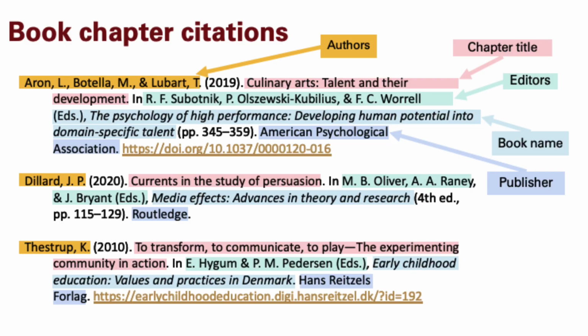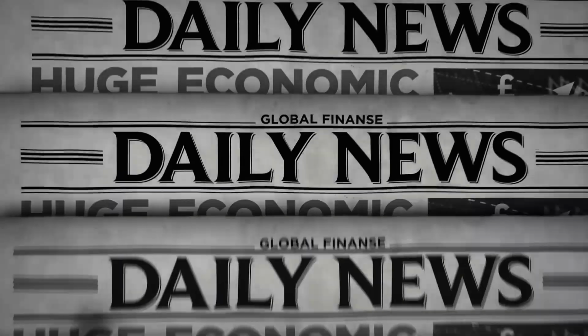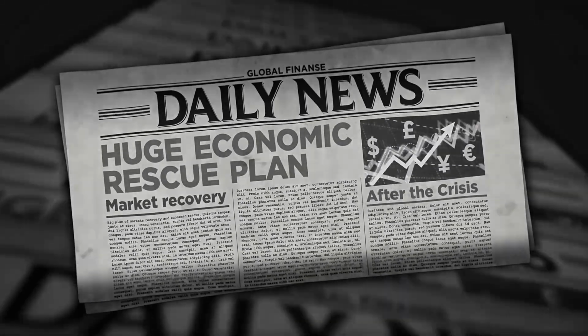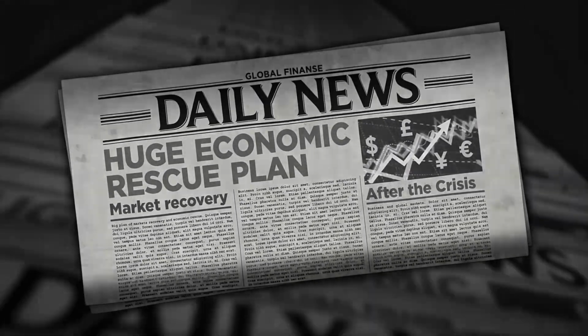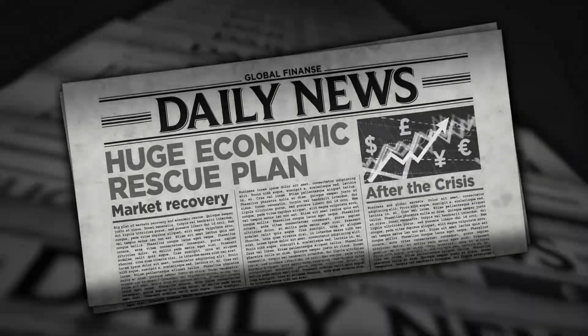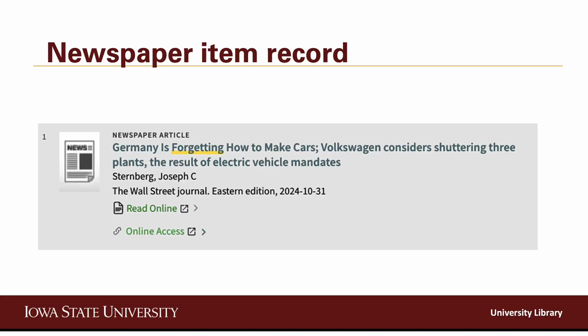Instead, we focus on the particular chapters that are relevant to our topic. That's why in your research, you may see book chapter citations instead of a citation for the entire book. Newspapers get released daily and sometimes even several times a day. Each day you have a different issue of the newspaper, right? That's why newspaper item records and citations will have full dates, because they come out daily.